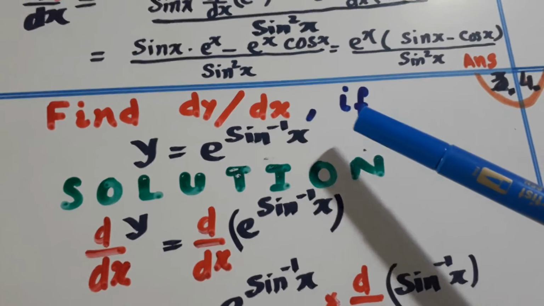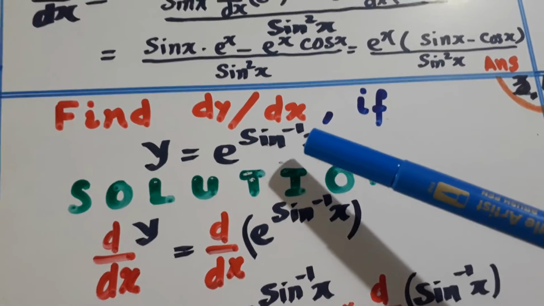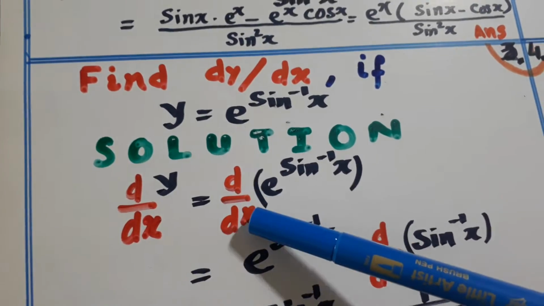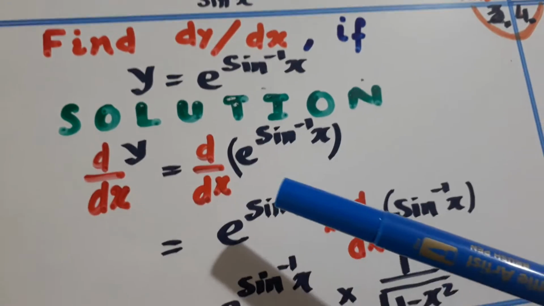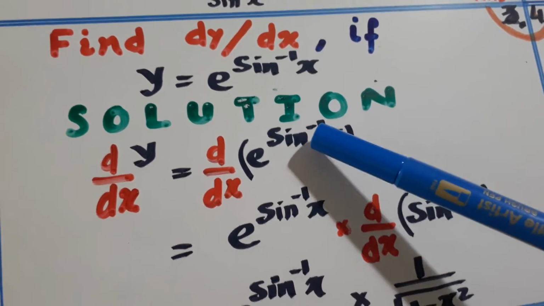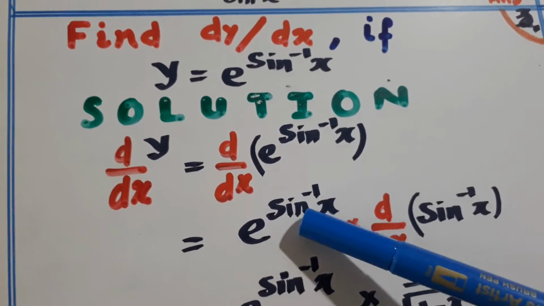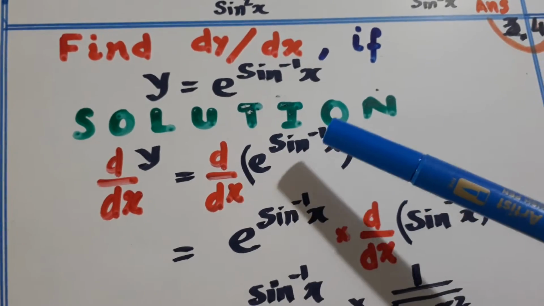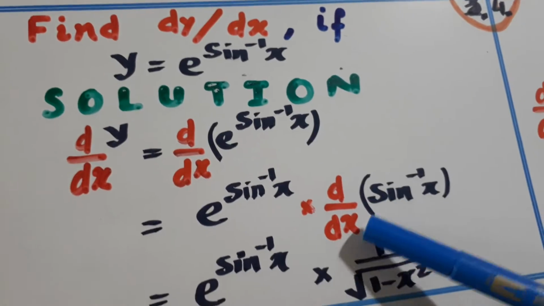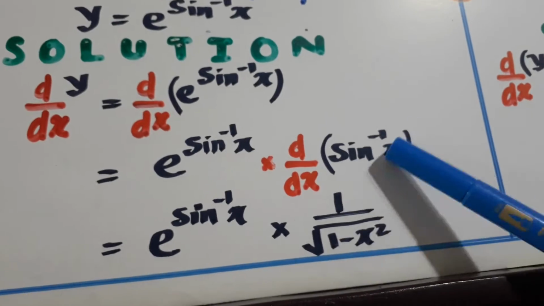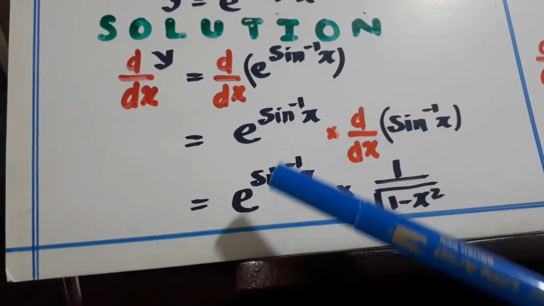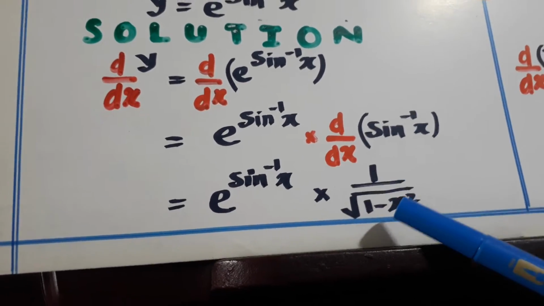So find dy by dx. This is question number 3. If y is equal to e raised to power sin inverse x, let us take derivative of both sides, d/dx of y and d/dx of e raised to power sin inverse x. Now, d/dx of e raised to power anything is the same, e raised to power sin inverse x. But it is not x. So if instead of x there is something else, then we have to find its derivative also. And derivative of sin inverse x is 1 over under root 1 minus x square. So the answer comes e raised to power sin inverse x into 1 over under root 1 minus x square.